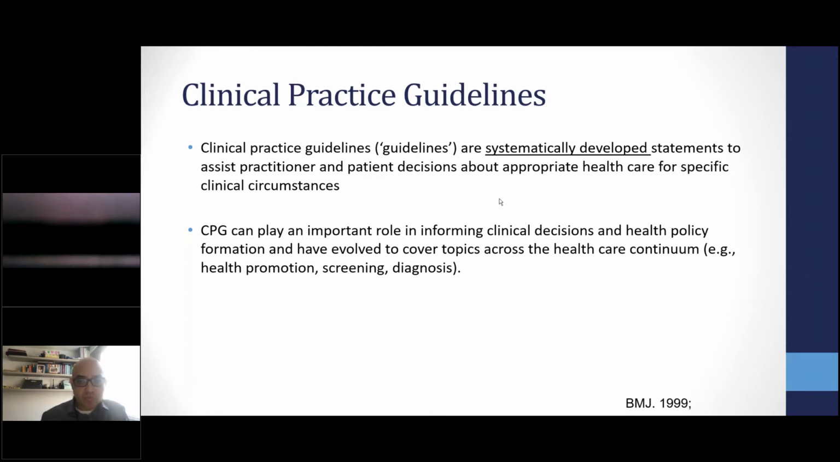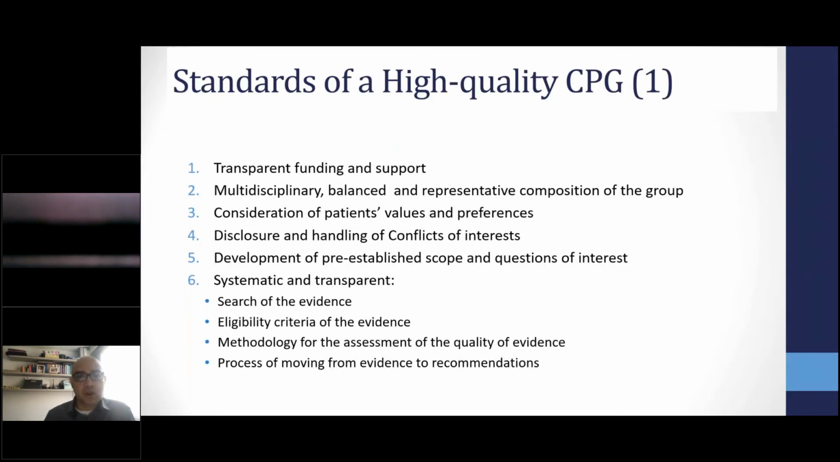Next, please. So when we talk about guidelines and the quality of guidelines, it is good to make a brief summary of the standards of a high quality guideline. To be considered high quality, a guideline should be transparent in the funding and support. It should be very clear who is funding the guideline, and who or what organization is supporting the guideline development. It should be a multidisciplinary process, with a balanced and representative composition of the group.